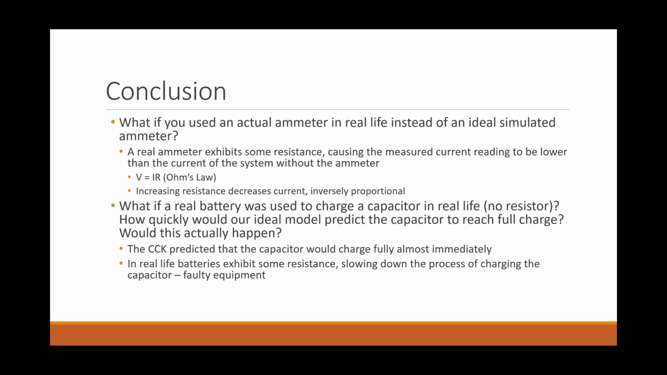If I used an actual ammeter in real life instead of an ideal simulated ammeter, a real ammeter exhibits some resistance, causing the measured current to be lower than the current of the system without the ammeter. Increase in resistance decreases current because they are inversely proportional.